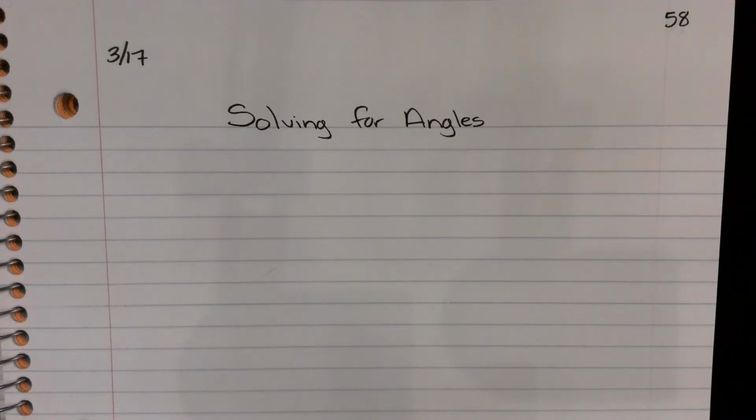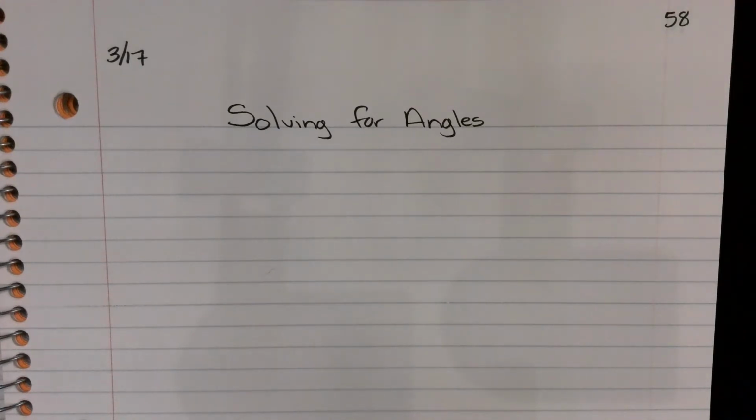Yesterday when we had our video, we were talking about the different types of angles and how to name angles, and then we talked about angle relationships. So we talked about complementary, supplementary, and vertical. Today we're going to use those angle relationships to solve for missing angles that are inside of an angle relationship.